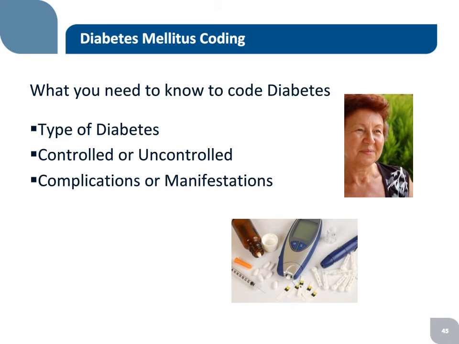Clinically, it's nice to know, are they type 1 or type 2? Are they controlled or uncontrolled? But the most important revenue driver is, do they have any complications, and which ones do they have? So the actual type 1 or type 2, controlled or uncontrolled, has no bearing on the model. It's whether they have complications.